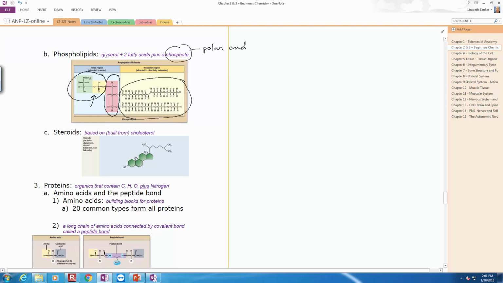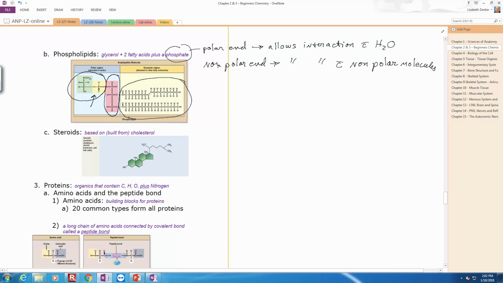Okay. The polar end allows you to interact with what? Right, allows you to interact with water. Okay. And the nonpolar end allows you to interact with what? Nonpolar stuff, fatty stuff, right? Other fatty molecules. So the nonpolar end allows interaction with non-polar molecules.